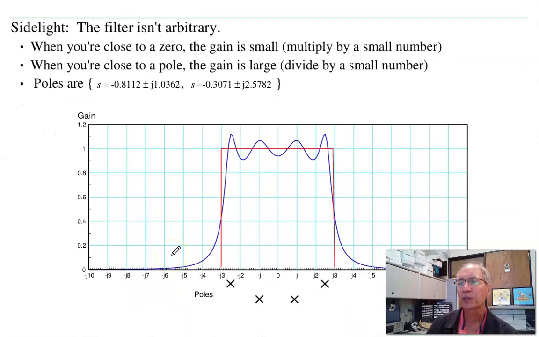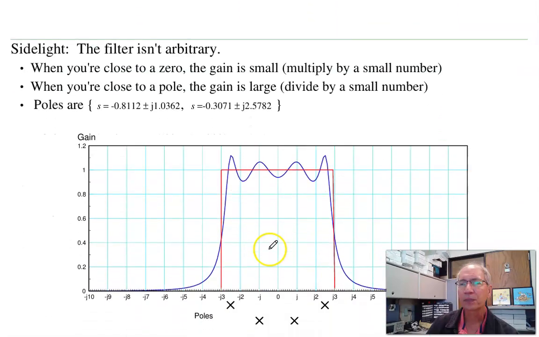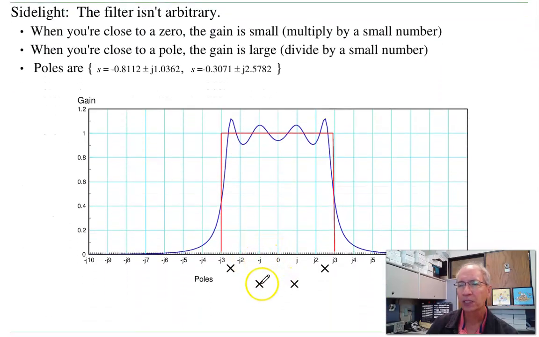And the filter isn't arbitrary, but look at where the poles are. Again, I've got one set of poles right here, the second set of poles right there. Plot them. Here's where the poles are. Here's the complex part, real part. This is on an ellipse. I basically scatter the poles around the passband region.